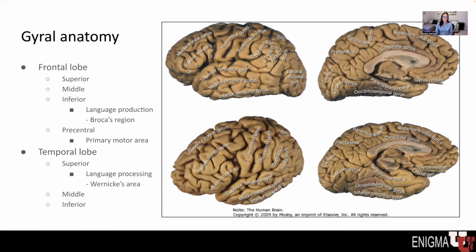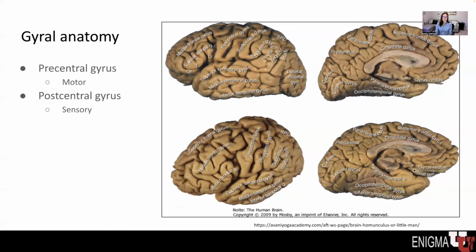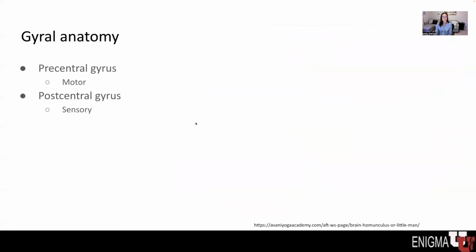Some other regions: the precentral gyrus, we've gone over numerous times. This is the primary motor area. We have in the temporal lobe the superior temporal gyrus, middle temporal gyrus, and inferior temporal gyrus. And in the superior temporal gyrus, towards the back part of it, is an area called Wernicke's area that is important for language processing. Just like Broca's area, this was named for the doctor who discovered the importance of this region based on a patient who had a lesion there. Precentral, postcentral gyrus. The postcentral gyrus is important for sensory processing.